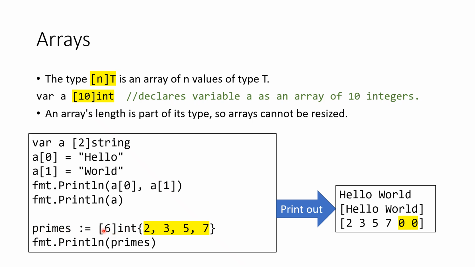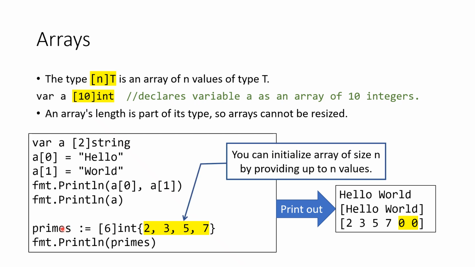And in the second part of this code fragment, we declare and initialize the variable primes to be an array of 6 integers. And here we also initialize the first 4 elements of the array primes to have the values 2, 3, 5, 7. So in general, you can initialize an array of size n by providing up to n values. And if you provide fewer than the size of the array, then the remaining elements of the array will receive the zero values of the element type.